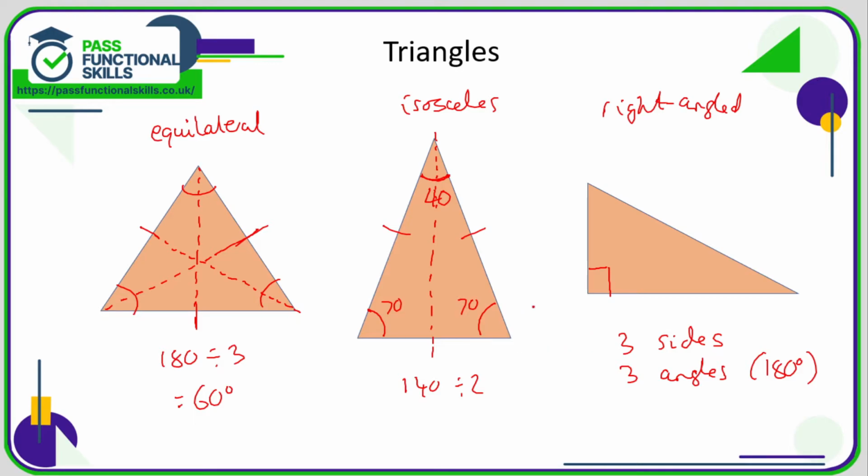The only triangle that hasn't been mentioned is the scalene triangle, and a scalene triangle is a triangle where all 3 sides are different lengths. There are 0 lines of symmetry, but it's the usual triangle properties in terms of the basics: 3 sides and the angles add up to 180 degrees.